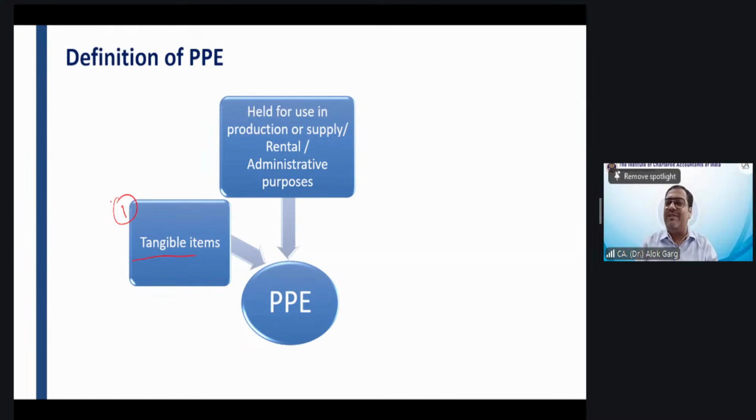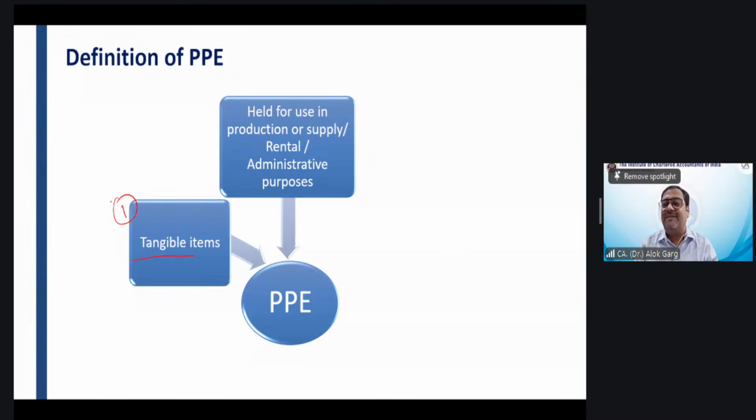Rental purposes. What is meant by rental purposes? Friends, a company has purchased a building and the company has let out the building on a rental basis. The company is earning rental from this building. Now tell me, what is building? It's a tangible item. It is held for rental purposes. Whether it will be classified as a PPE?